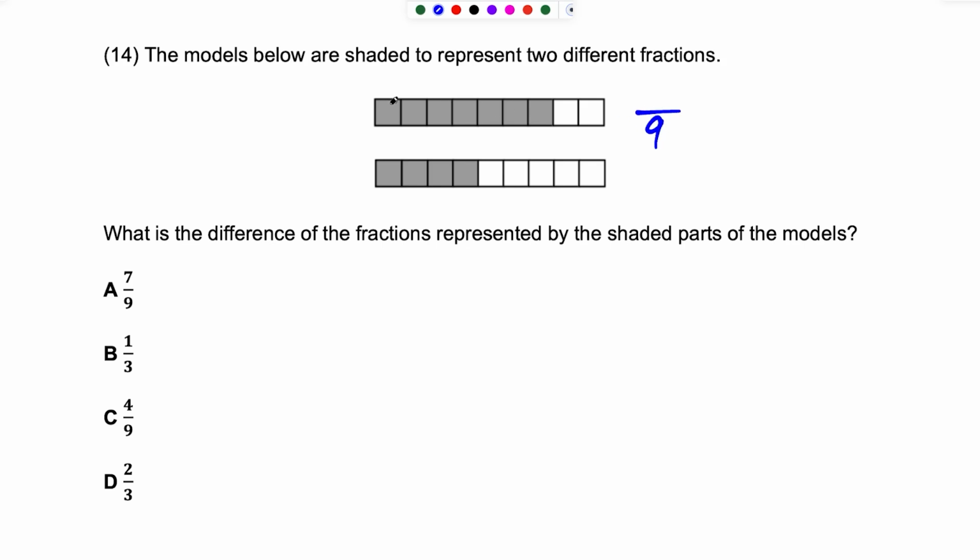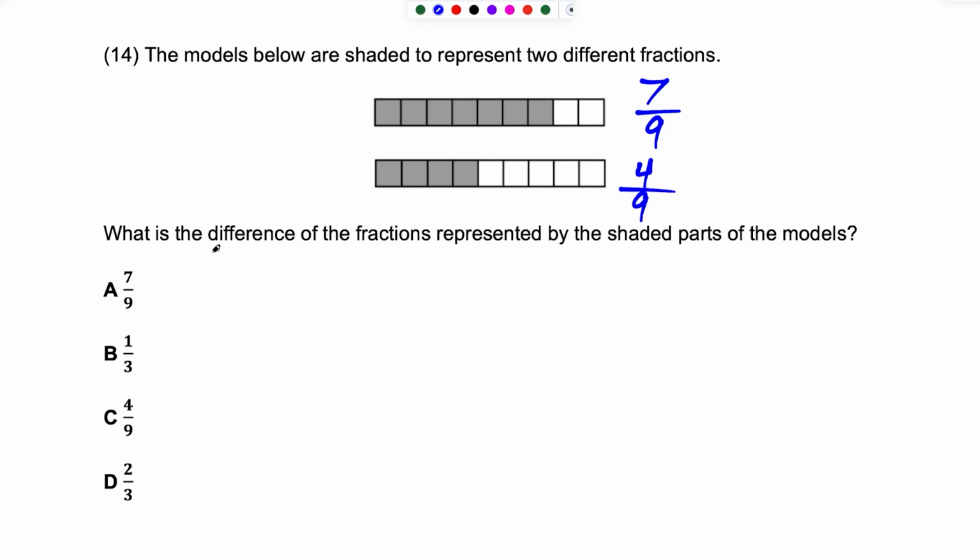But for the first fraction, we have 1, 2, 3, 4, 5, 6, 7 pieces that are shaded. Okay, so 7 out of 9 are shaded. I'll make this a little bit neater. So we have 7/9 for the first fraction. But now the second fraction has 1, 2, 3, 4 pieces shaded out of 9. So we have 7/9 and 4/9.